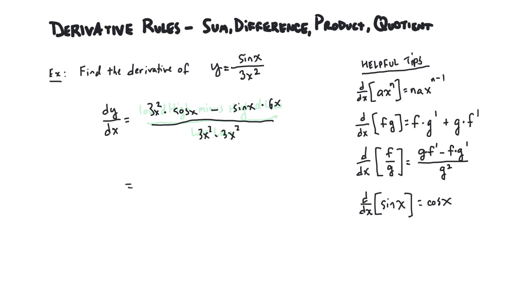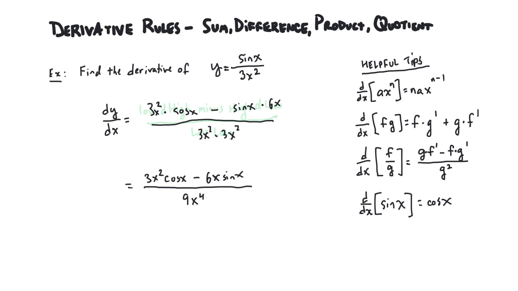Or if we simplify it a little tiny bit, we would get 3x squared cosine x minus 6x times sine x over 9x to the fourth. One simplification that I tend to do is if there's ever trig functions involved, maybe multiplied by polynomials, it's nice to put the polynomials first so they don't get mixed up in the argument of the trig function.